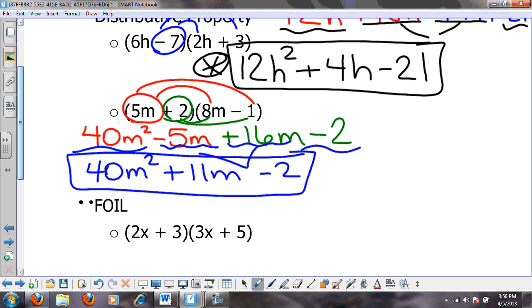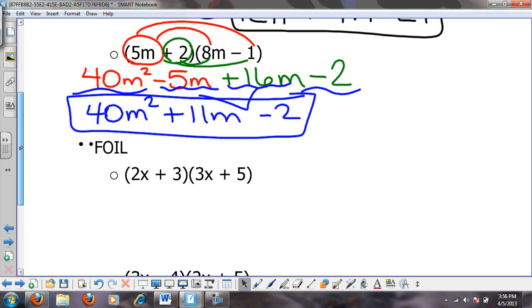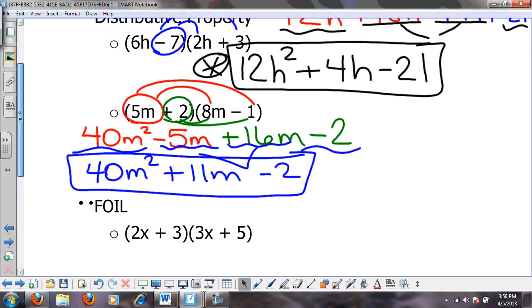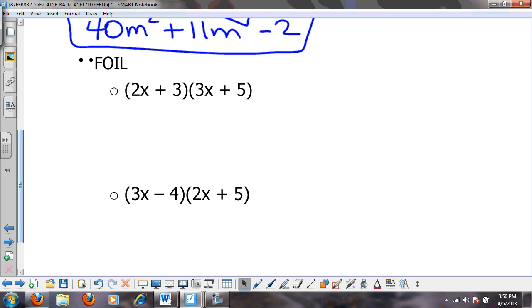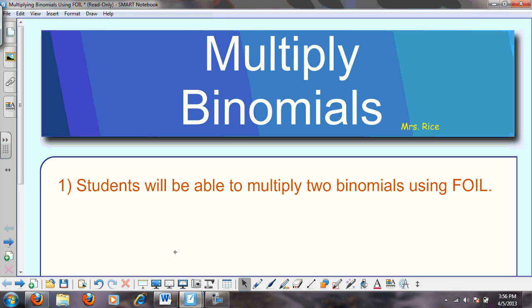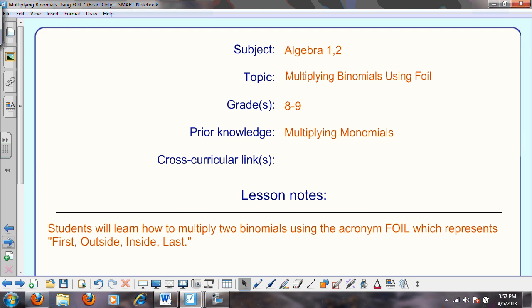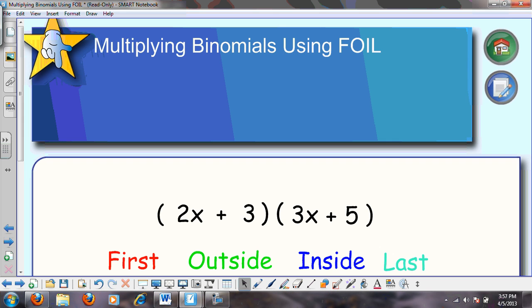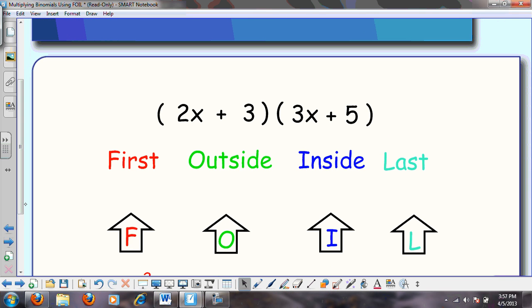Is there a shortcut way for this? Is there a way that we can do this a little bit quicker? The FOIL method, which is basically what we've been doing here when we distribute. If you want to look at the FOILing method, you're going to be able to multiply two binomials using FOIL. Well, FOIL stands for something: first, outside, inside, last. First, outer, inner, last.